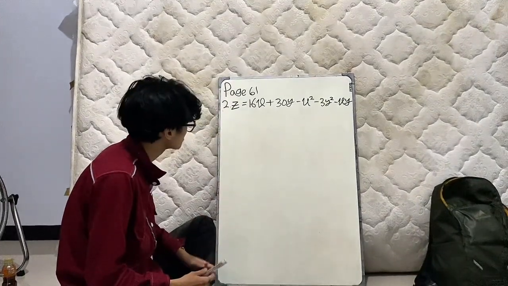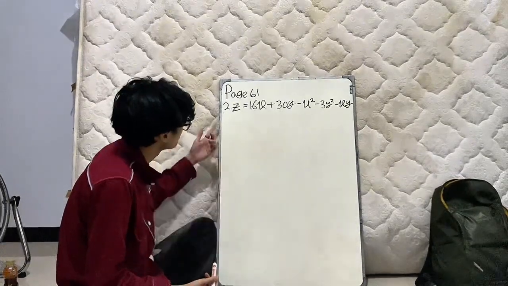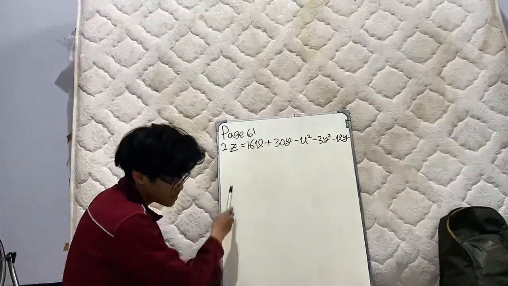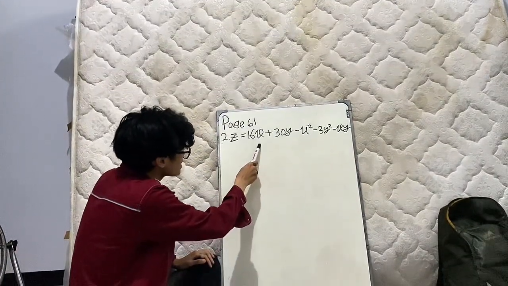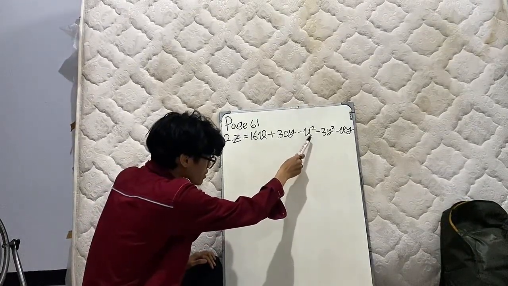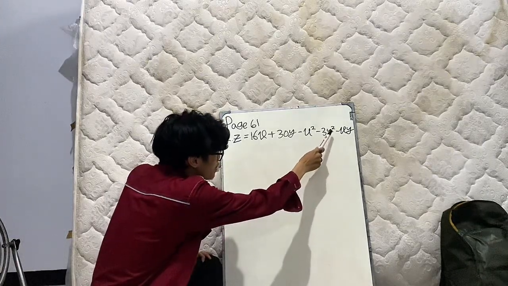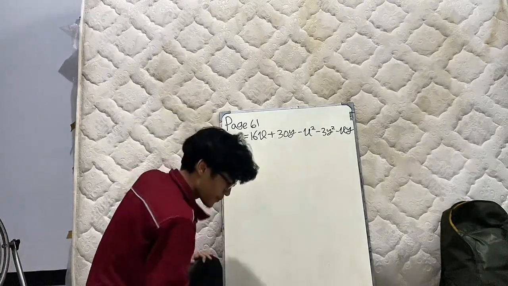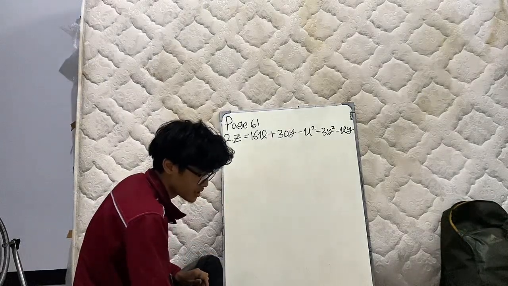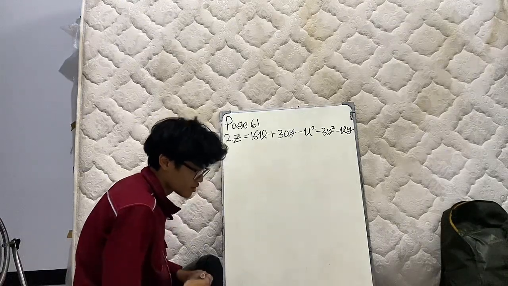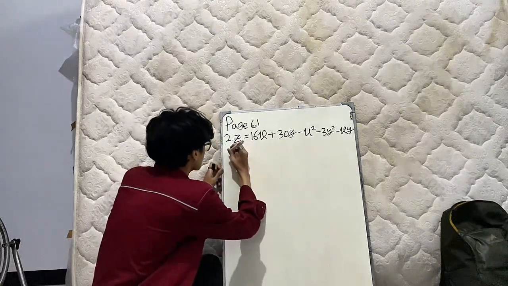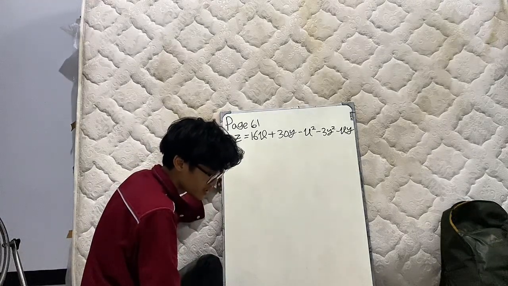Hello, I will explain question number 2 on page 61. Here we have a function z equals 16x plus 30y minus x to the power of 2 minus 3y to the power of 2 minus xy. The question is, we have to find the stationary point. In order to find the stationary point, we have to first find the first order partial derivatives.